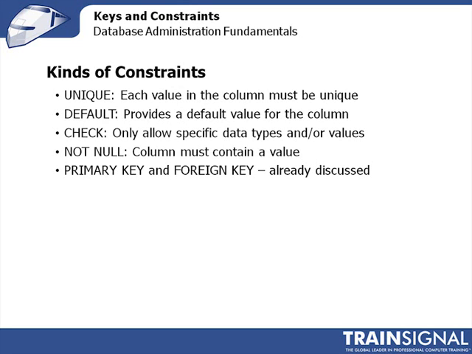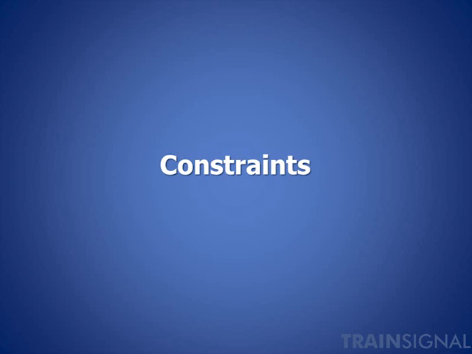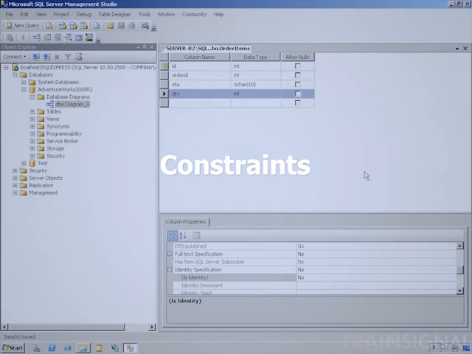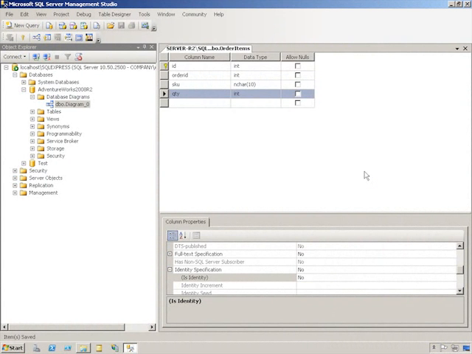A default constraint provides a default value for the column, ensuring that it will never be null. A check constraint only allows specific data types or specific values to be added. A not null constraint ensures that the column will always contain a value. And the primary key and foreign key constraints we've already discussed. Let's take one more trip back to SQL Server Management Studio and take a look at constraints in table designs. I'll continue using the test database's order items table to demonstrate constraints.